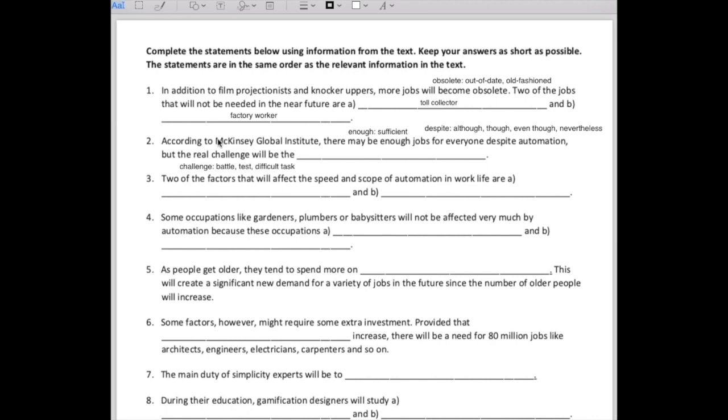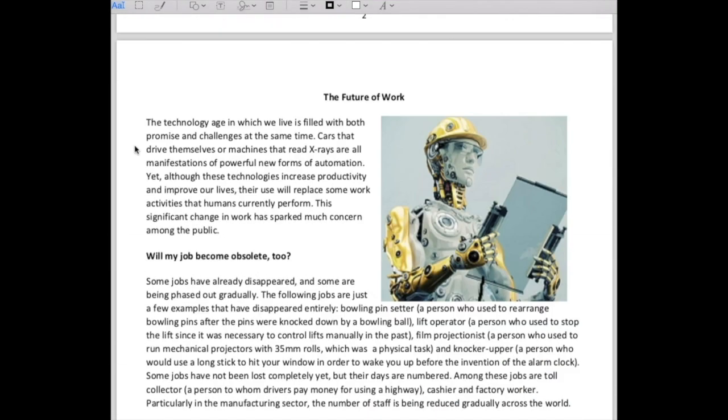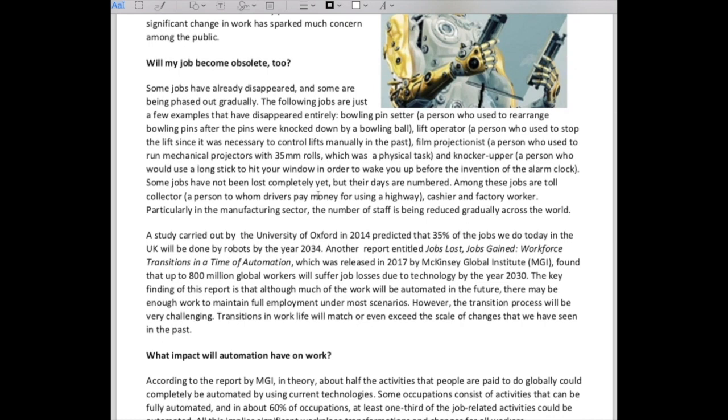Now, let's focus on some keywords. McKinsey Global Institute. That's a proper name, so it should be very easy to find in the text. Now, we're talking about jobs, we're talking about automation, and also we have the word challenge. So let's have a look at the text and see what we can find. Now, as you know, we did this part, so the answer to this question will be in the next paragraph or later. Let's look at the next paragraph.